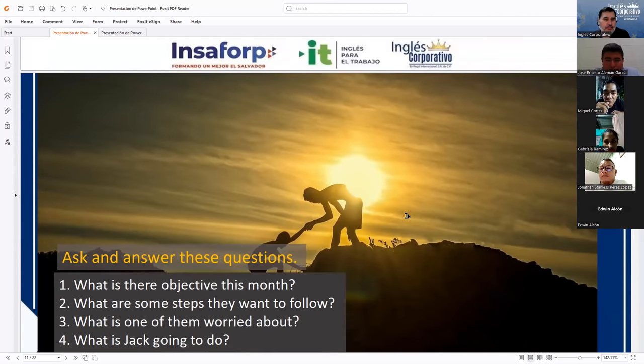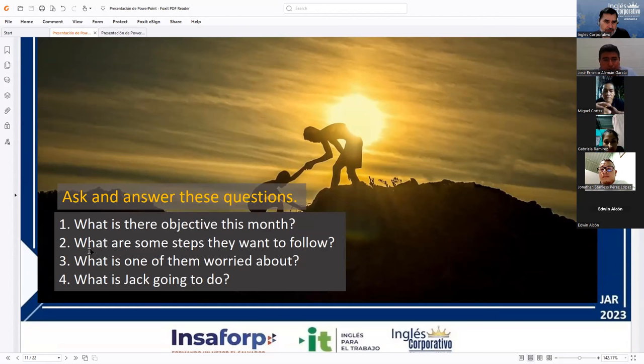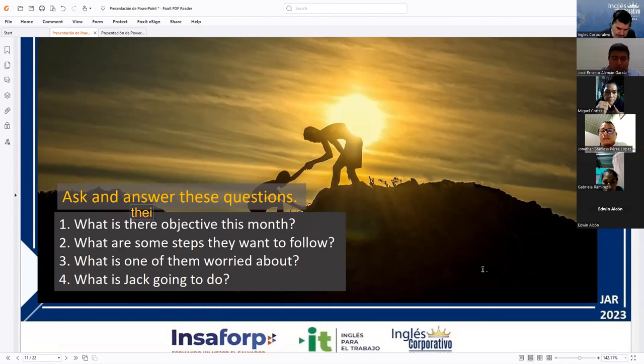Okay, there are some questions here that we need to ask. What's their objective? Here, the question is wrong. The question has to be their objective, not their. What are some steps they want to follow? What's one of them worried about? What's Jack going to do?